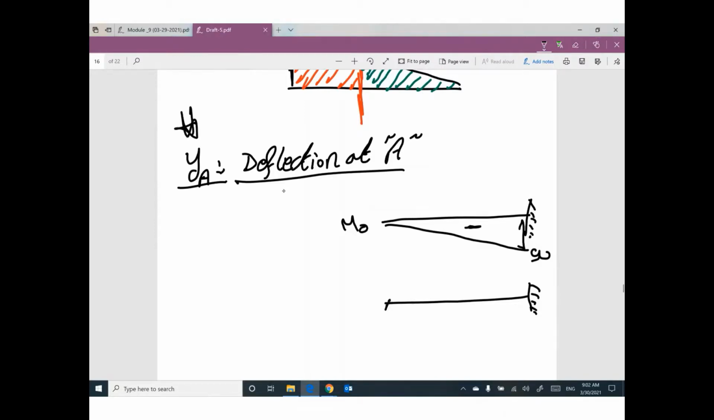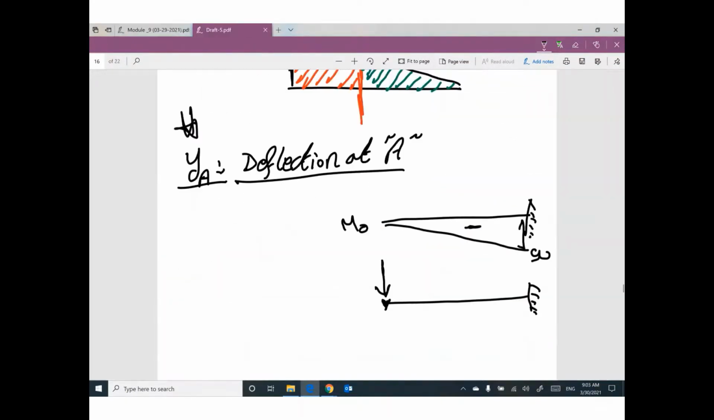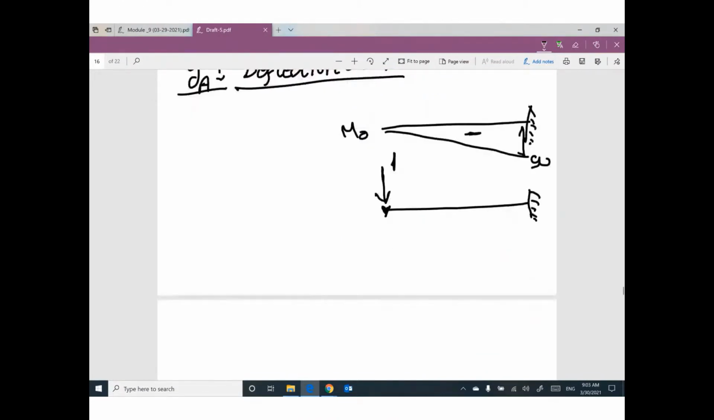So I will put at A a unit load, not a unit moment. If you are looking for theta, I will put a unit moment. If you are looking for deflection, I will put a unit load. Then go ahead and draw the bending moment diagram. I believe your moment looks like this triangle, negative also.